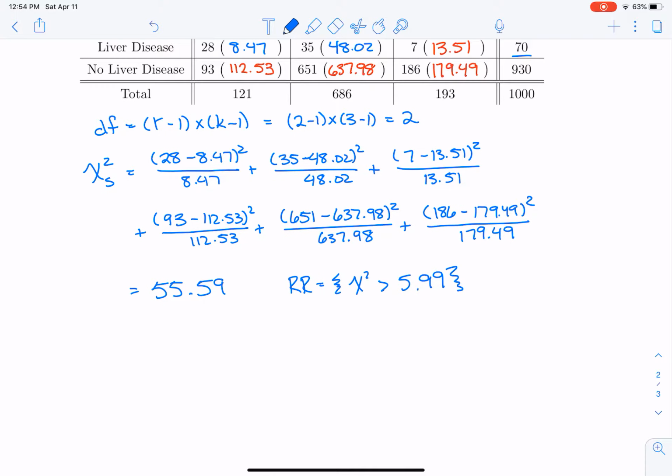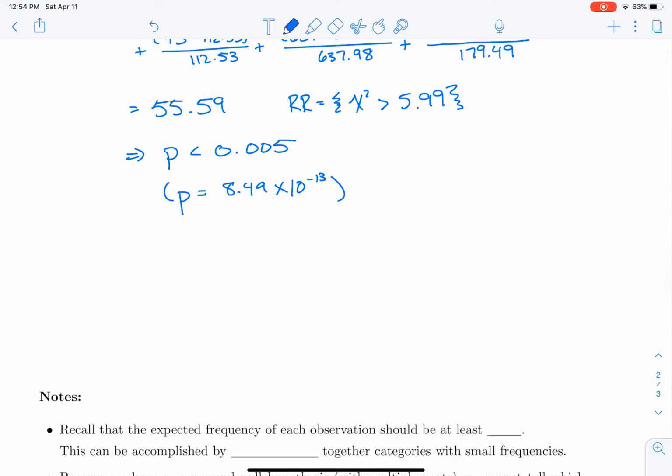In fact, the p-value in this case is less than 0.005. If you do use some software, it will say that the p-value is 8.49 times 10 to the minus 13. So what that means is we can reject the null hypothesis. So we can say that liver disease depends on drinking status.